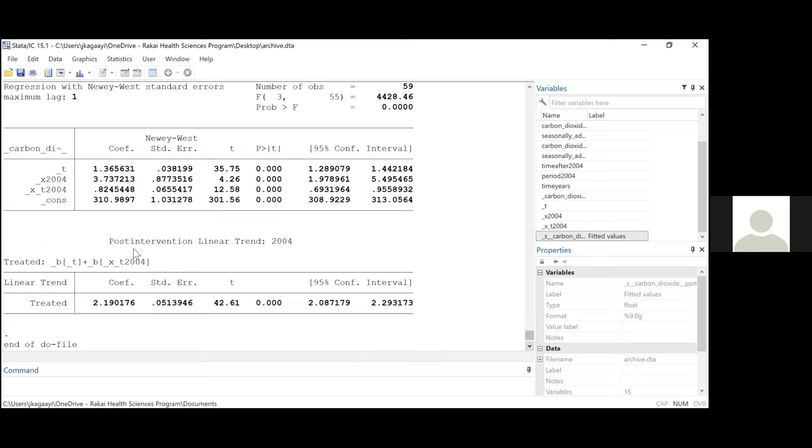So if we wanted to know the beta 1 plus beta 2, something like that. So it actually goes and it does, sort of, it gives us the post intervention linear trend. So it says what will the post intervention linear trend be by taking beta 1 plus beta 2. In other words, it's taking beta 1, which is here 1.36, plus beta 3, the 0.84, which we said that if I wanted to know the trend post intervention, then it is given by beta 1 plus beta 3, and it is right here.